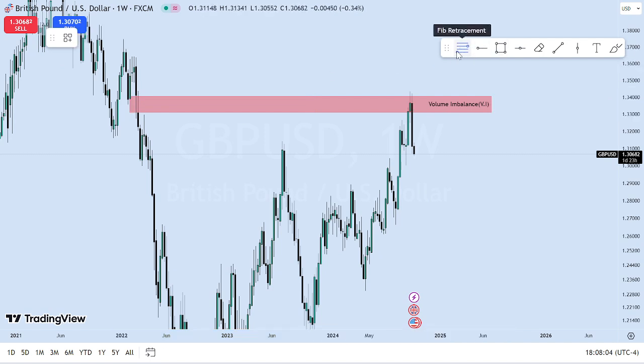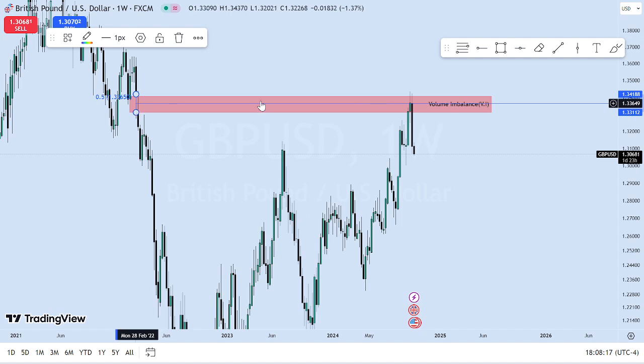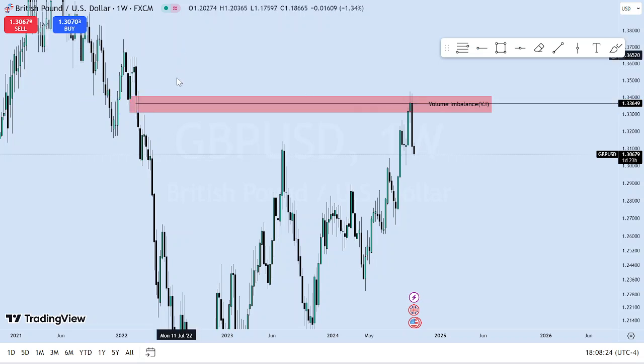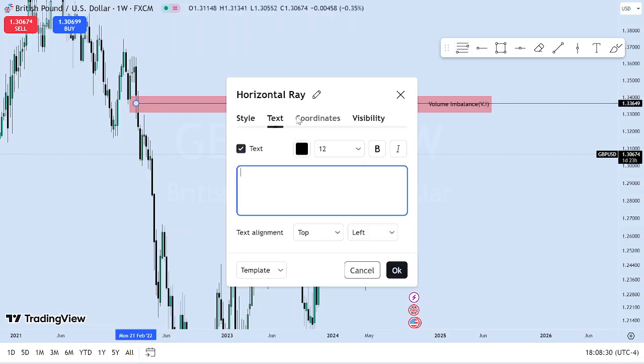To get the consequent encroachment, use your Fibonacci. You anchor from the candle high to the candle low. This is our 50% consequent encroachment, the half of the volume imbalance. That's how to get your consequent encroachment, by using Fibonacci. That's where the body closed. It's a major resistance or support level, depending on where price is trading.